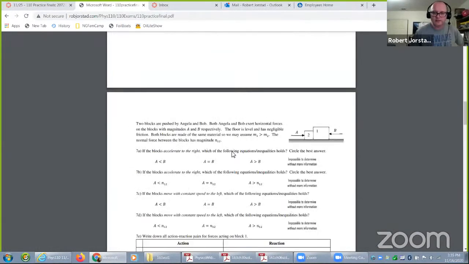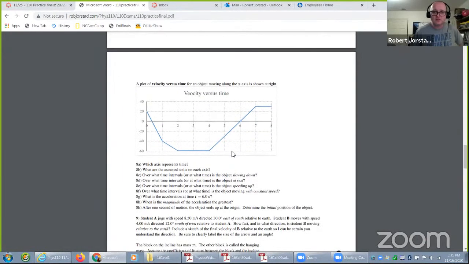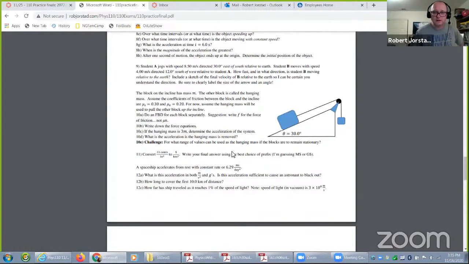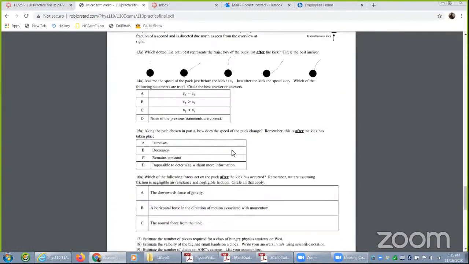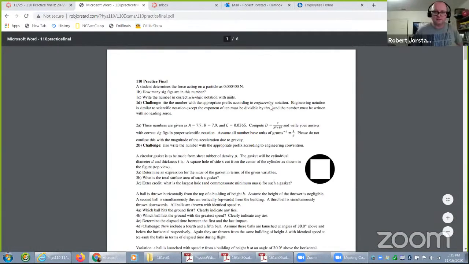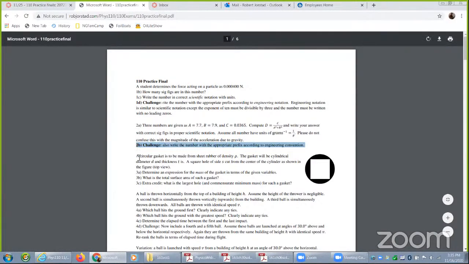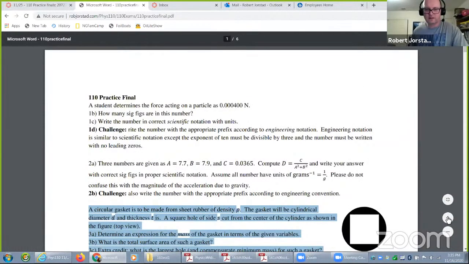Okay, here's some more practice problems. I haven't seen any circular motion yet. 2B was a circular. Was it? I believe. I probably just went right past it. No. Oh, I just saw the word circular. Oh, that's this gasket. So that's one of those mass with a hole type problems. Sorry, I'll make it a little bigger.